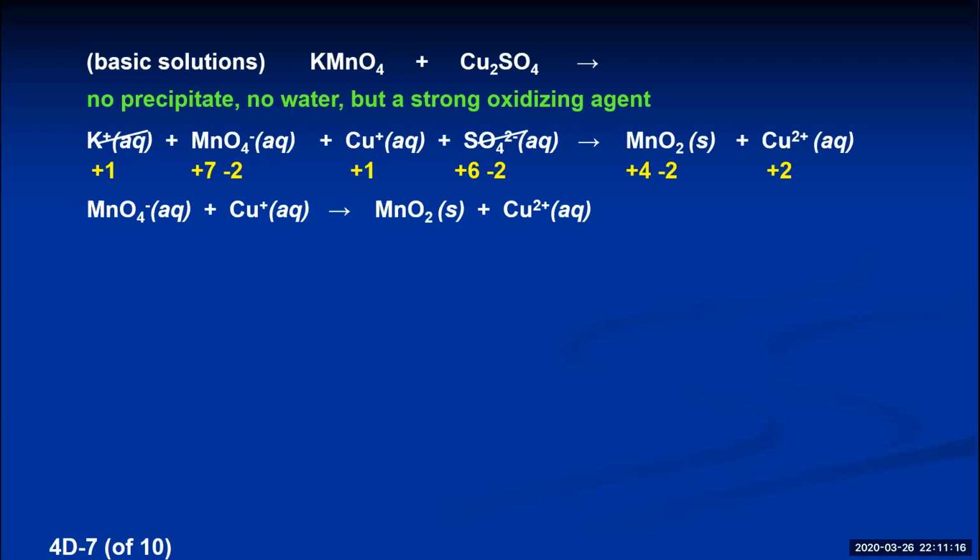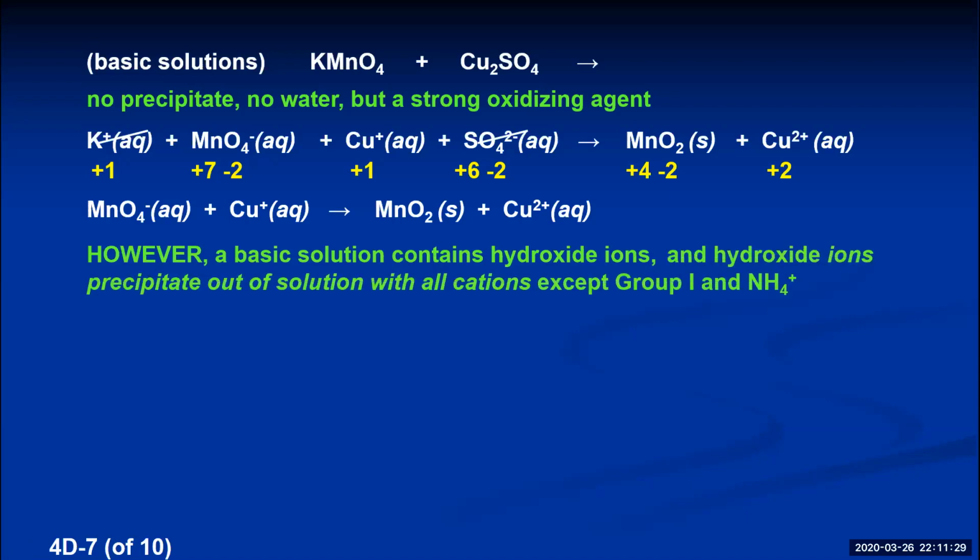So we've just created a metal ion in a solution that has hydroxides in it. And let's think back where we heard hydroxides before. They're in one of our solubility rules. A basic solution contains hydroxide ions, and hydroxide ions from Rule 5 precipitate out of solution with all cations except those in group 1 and ammonium.